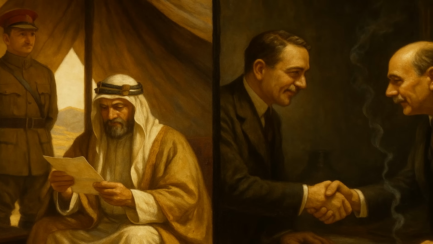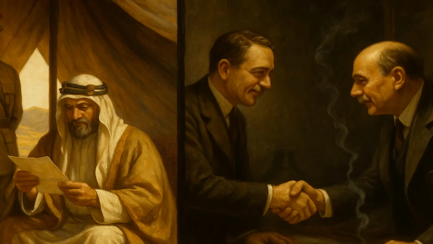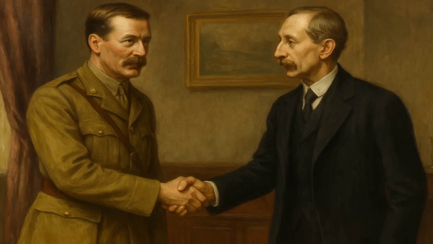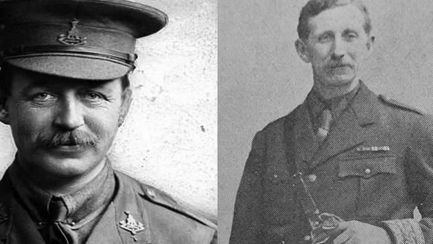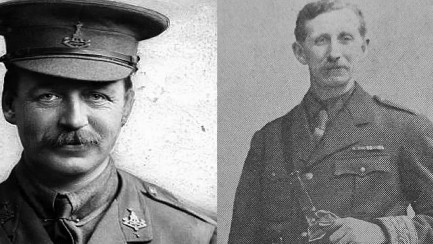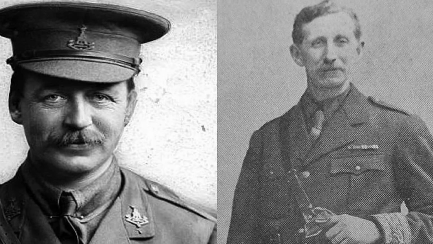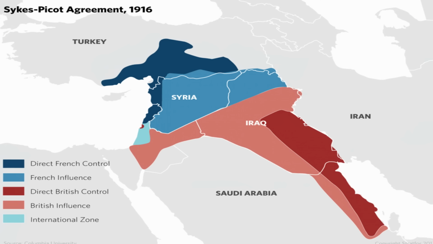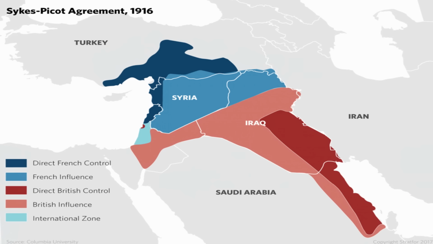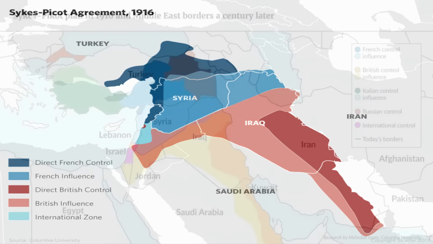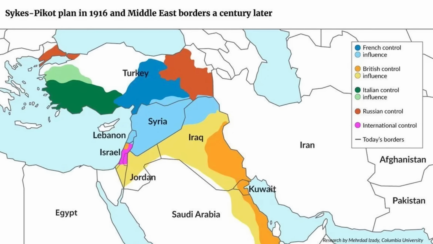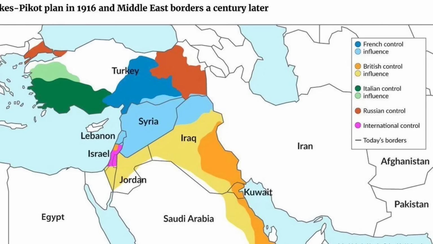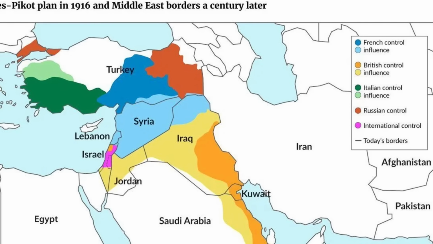Even as Britain promised the Arabs independence, it was cutting a very different deal. In 1916, the British and French drew up a secret agreement, known as the Sykes-Picot Agreement. It was named after the two diplomats who drafted it, Sir Mark Sykes of Britain and François-Georges Picot of France. This agreement carved up the Ottoman Empire into British and French spheres of influence. France would control modern-day Syria and Lebanon. Britain would take modern-day Iraq, Jordan, and a strong influence over Palestine. The Arabs would get nothing.